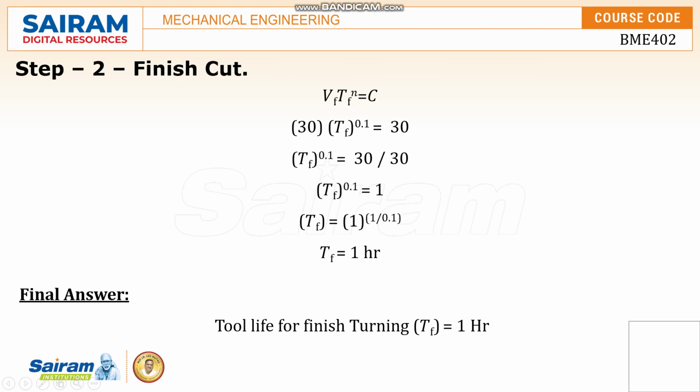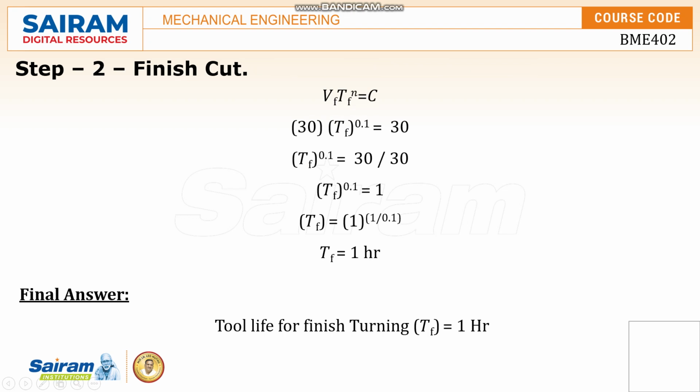Now what I am going to do is keep the unknown terms on the left side and bring all the known terms to the right side. If I do that, it becomes 30 divided by 30, which is 1. Then the next step will be Tf to the power 0.1 is equal to 1.